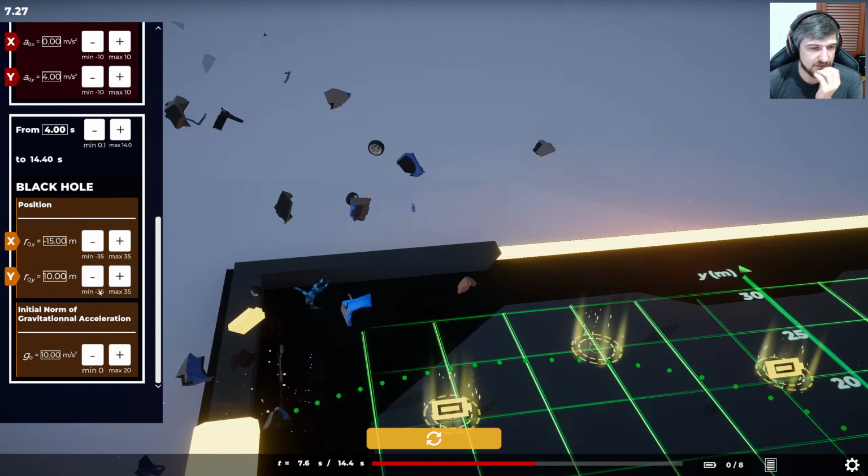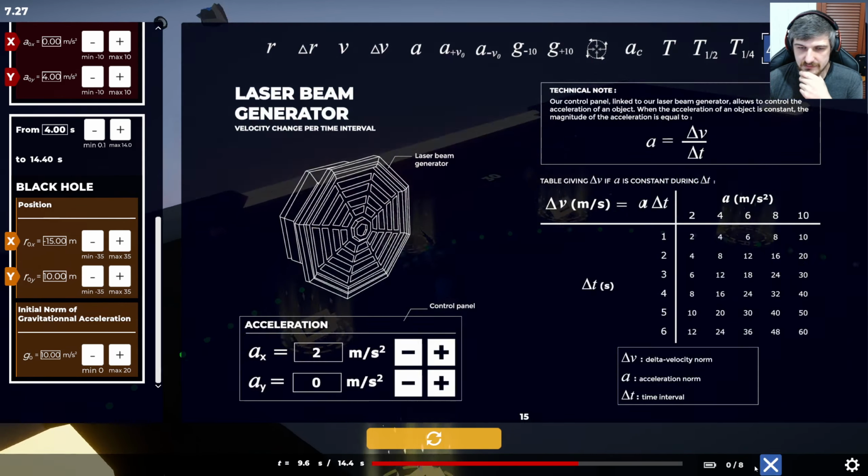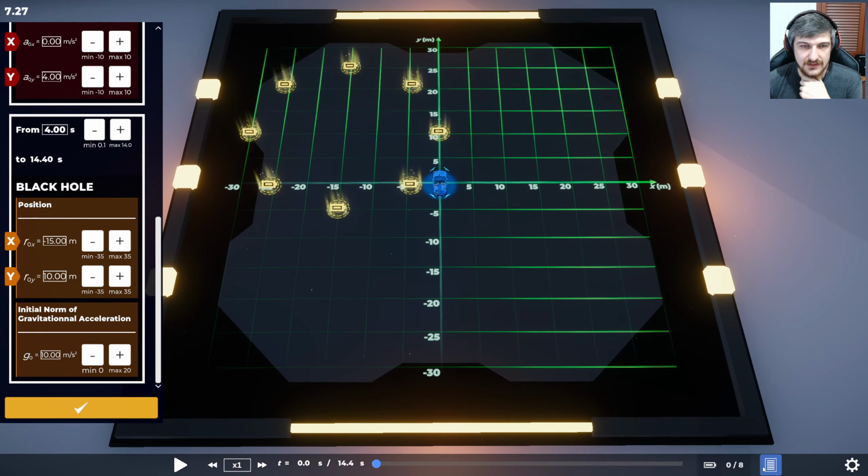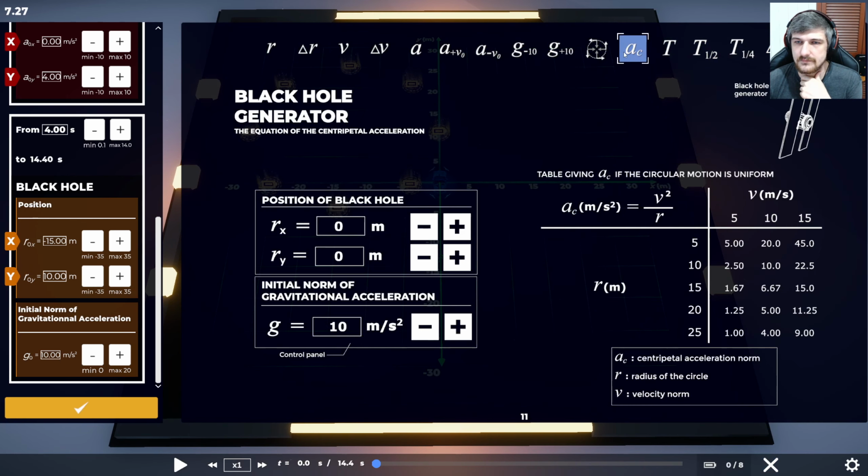Wow. That seemed to not be very strong. 1 second. Maybe the radius is wrong on this one? What am I calculating this radius at? This radius is 15. Where is it? Black hole. This radius is 15 and I'm going at 10. 6.67. Oh. Oops.